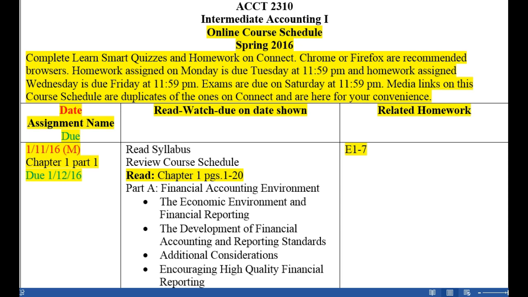So in this way, you know the flow of the entire semester. I suggest you print this course schedule and keep it for future reference.